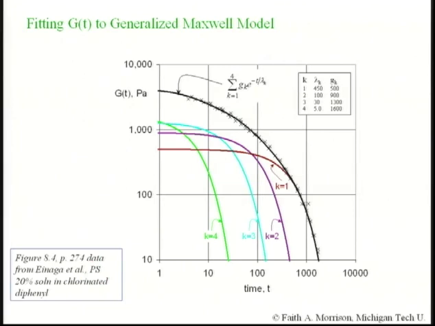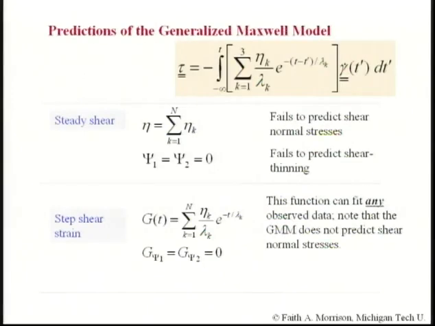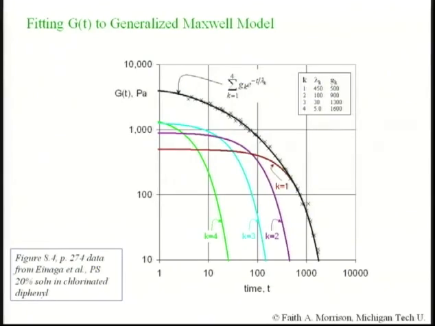And I picked 4 different relaxation times and 4 different relaxation moduli. So these G sub k are just eta over lambda. So instead of having those 2 parameters, we write it as G. And I picked them very carefully so that they would add up perfectly.